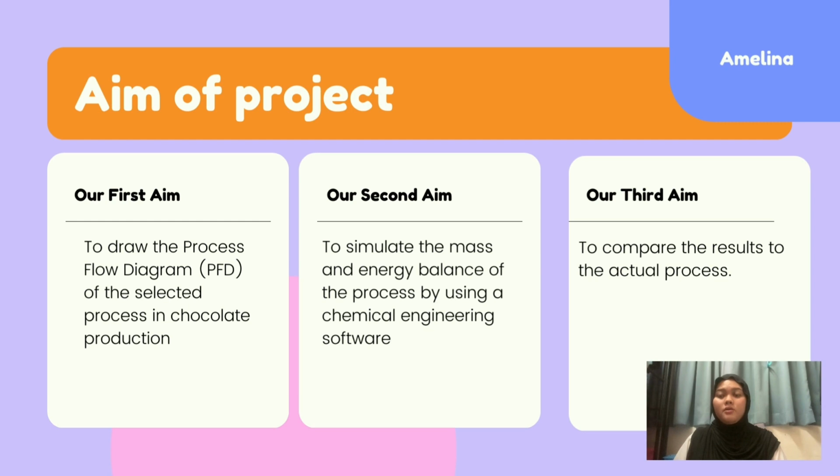Hi everyone, my name is Nur Amelina binti Abdul Rahim with metric number 80417. I will explain about the aim of our project. The first one is to draw the process flow diagram of the process in chocolate production. In production of chocolate powder, we have 7 processes of cocoa processing and technology, which start with bean selection and quality, cleaning and winnowing, roasting, nib grinding and liquor pressing, cake grinding, and last one is cocoa powder.